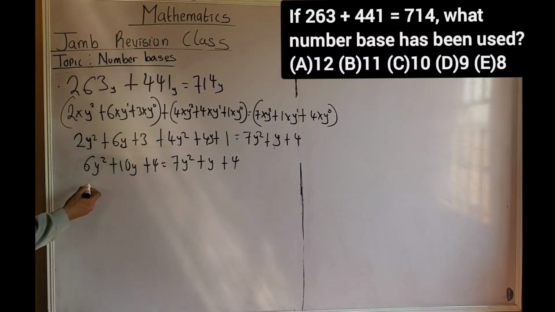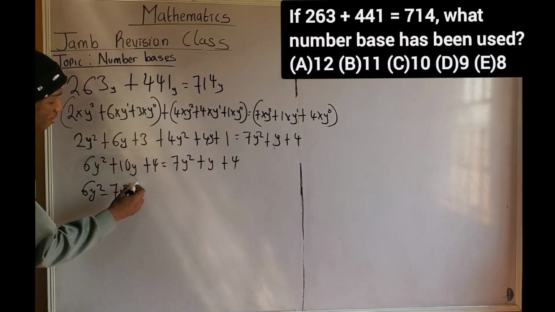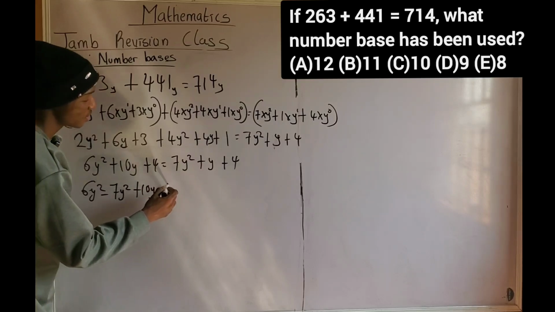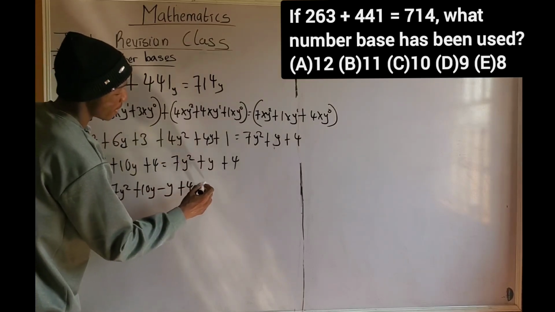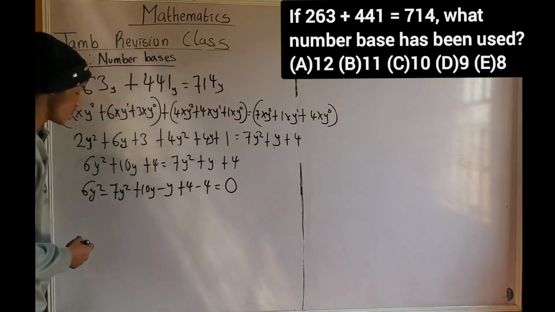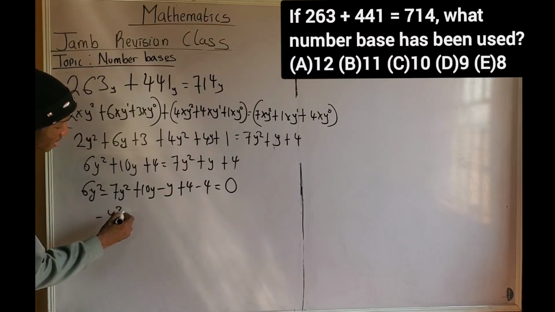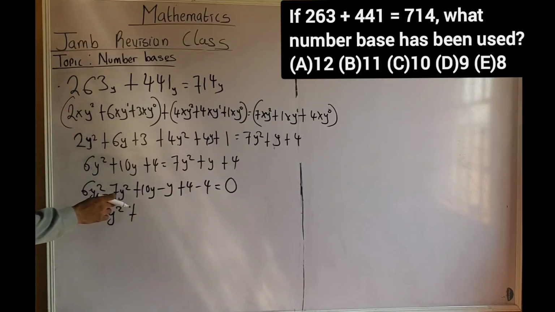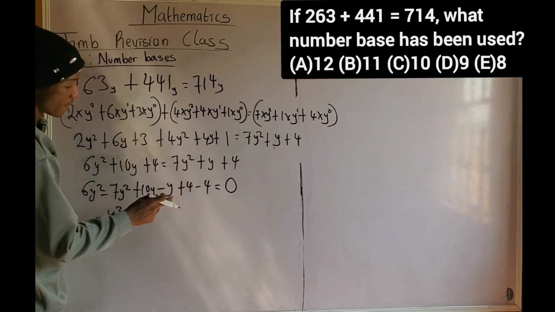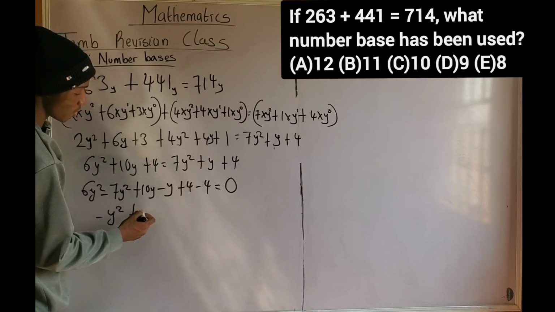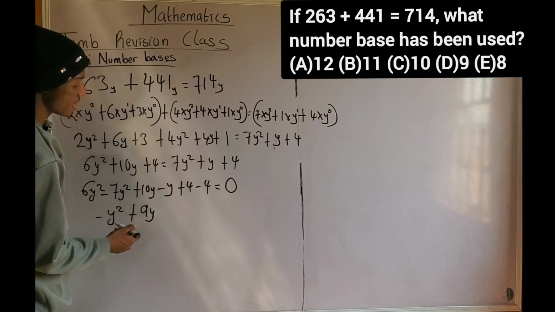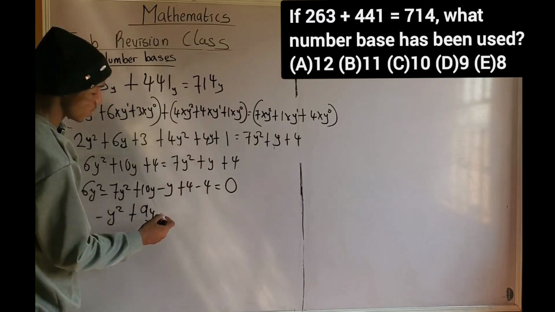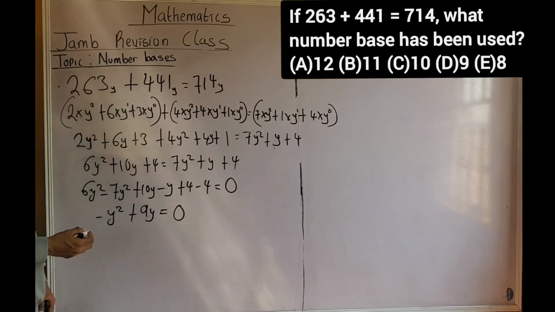Now, 6y squared minus 7y squared plus 10y minus y plus 4 minus 4 equals 0. I'm going to have negative y squared plus, now listen, 10y minus y, that is plus 9y. Plus 4 minus 4, that is 0. So this will be equal to 0.